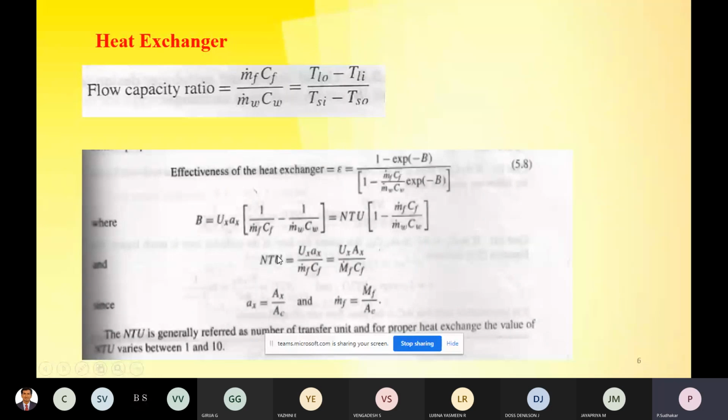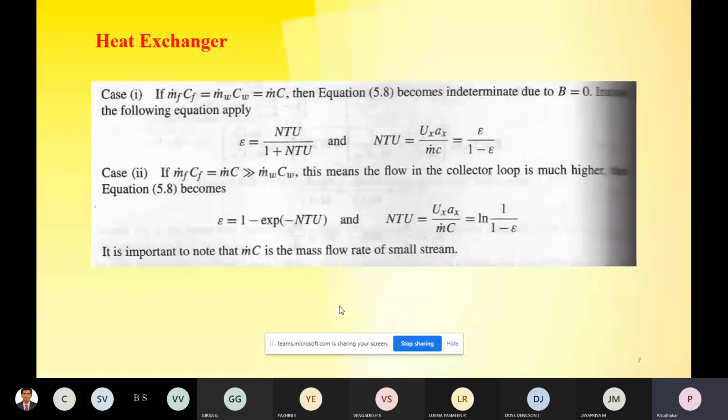So NTU is UxAx by m dot cf, equal to UxAx by capital M dot f by small cf, where Ax is the area of the heat exchanger by the area of the collector. Small m dot f equals capital M dot f by Ac. This is the mass flow rate of the fluid by the area of the collector, that is the mass velocity. So these are the equations.